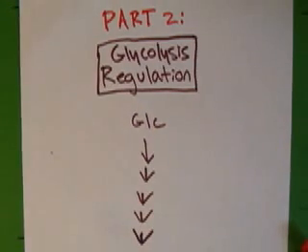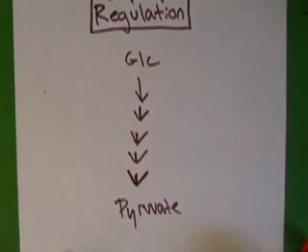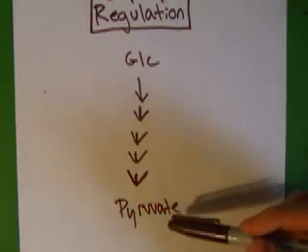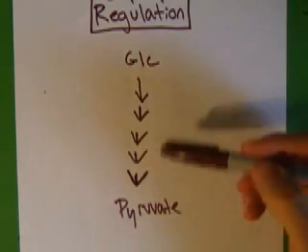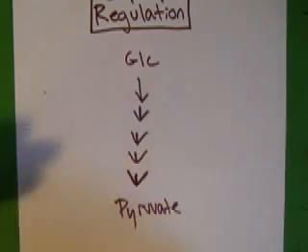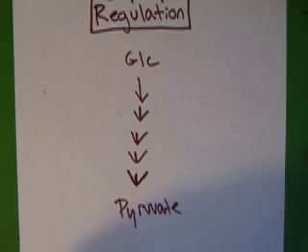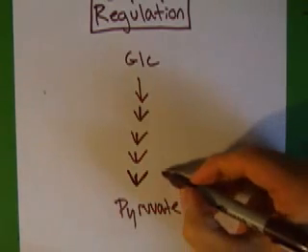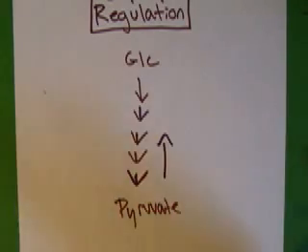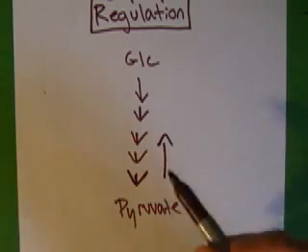Alright, glycolysis regulation. So regulation is basically how fast the process of glycolysis is happening. So we're going from glucose to pyruvate, and this is always happening, whether it's happening very quickly or very slowly, or perhaps even going the other way, gluconeogenesis. Depends on many different things.